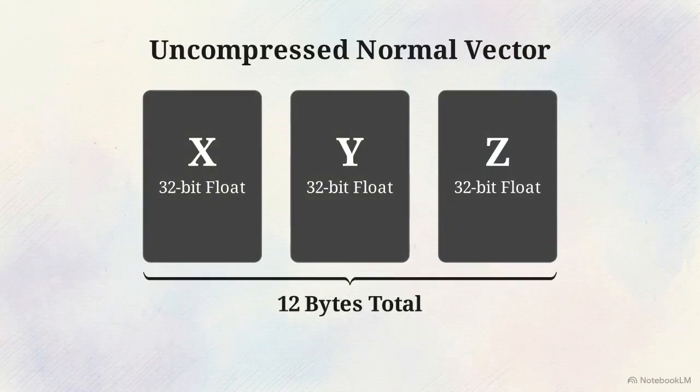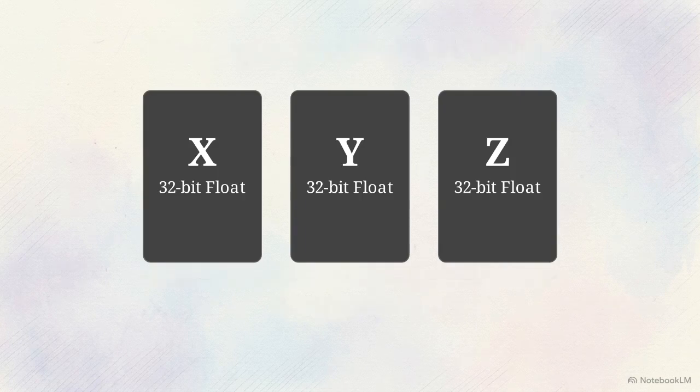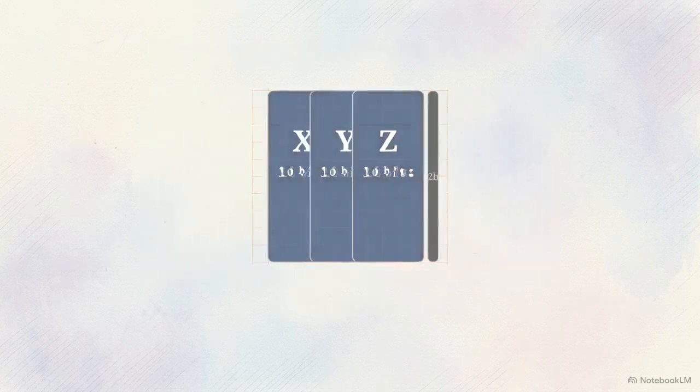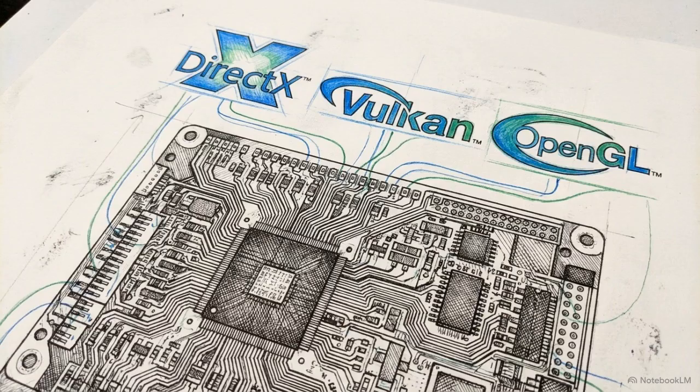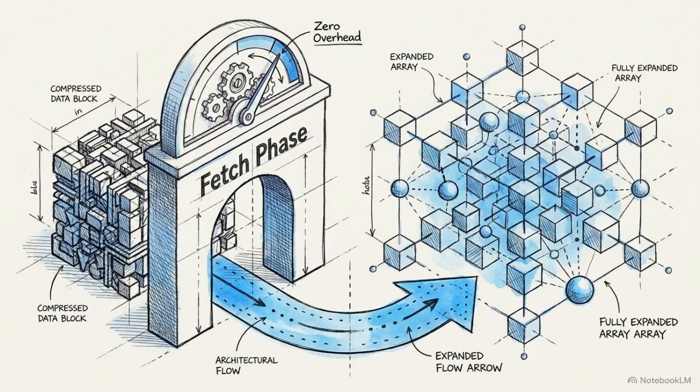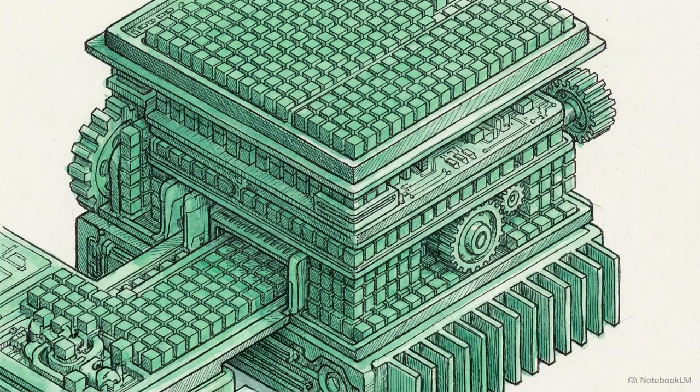Normal vectors, for instance, can be compressed by taking the x, y, and z floats and snapping them together into a densely packed single 32-bit integer, utilizing signed normalized encoding. Modern rendering APIs natively support these packed formats. The GPU hardware automatically dequantizes the data back into floats during the fetch phase, incurring absolutely zero arithmetic overhead. Completing this pipeline successfully transforms VRAM assets from bandwidth-heavy liabilities into densely packed, perfectly hardware-aligned payloads.